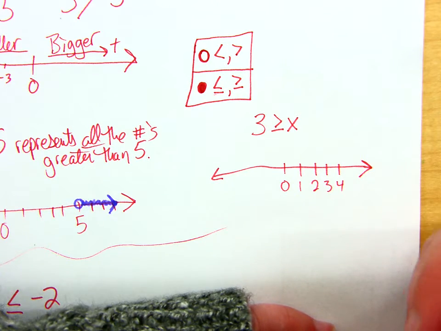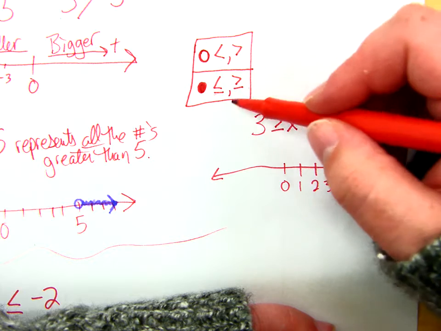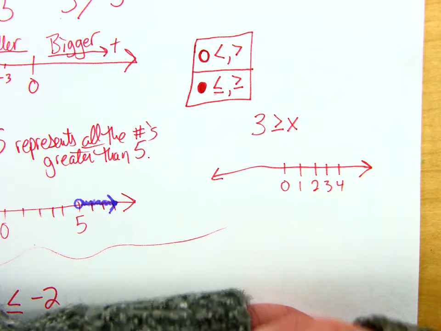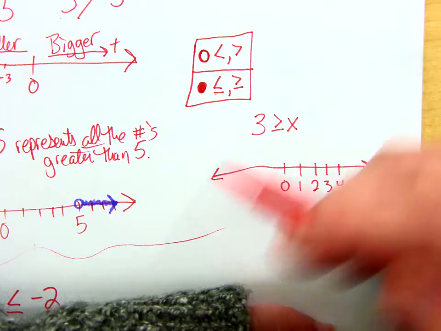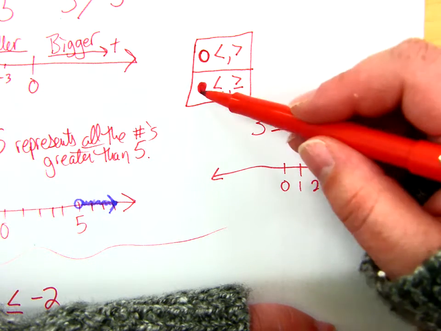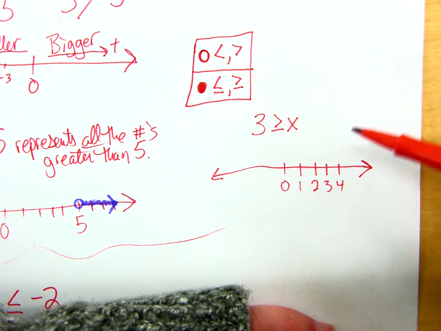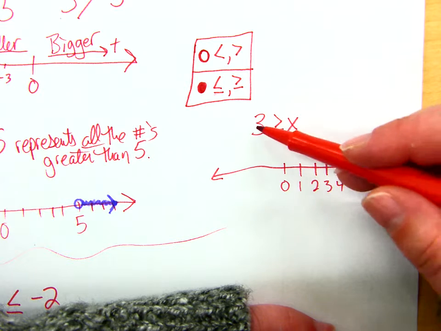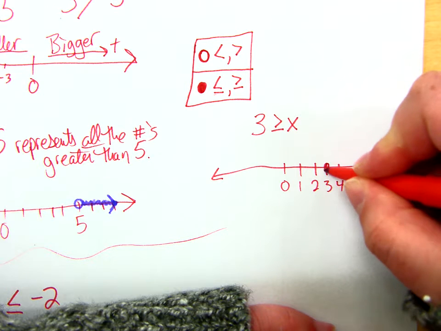Okay, so make sure that you remember. Oh, we'll talk about that one separately. So if it doesn't have the bar underneath it, it's open. If it does have the bar under it, it's closed. Okay, so hopefully you remembered on this one, this one has the bar underneath it. I'm going to put a closed dot at 3.